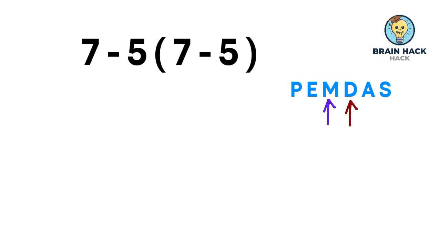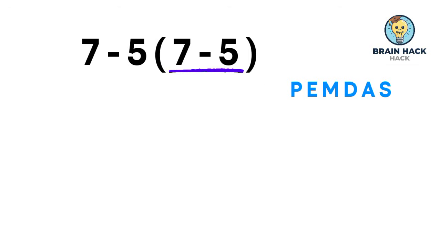The same rule applies to addition and subtraction. Now, in this expression, we have 1 subtraction, 1 multiplication, and 1 parenthesis. The number next to the parenthesis means multiplication, even though the sign isn't written. So according to PEMDAS, we must start with the parenthesis.